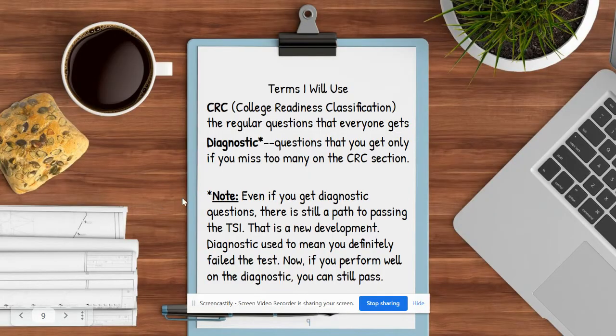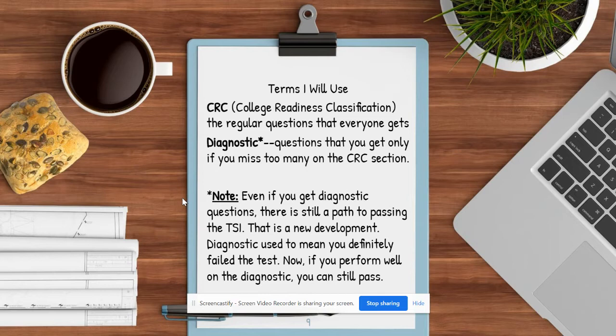I'm going to use some terms as I talk to you about the test. One of them is the CRC, which stands for College Readiness Classification. Those are the regular questions that everybody gets, the 30 multiple choice questions. If you hear me talk about the CRC questions, every student who takes the test is going to get those. You also might hear me talk about the diagnostic questions. Not every student will get the diagnostic questions. If they do very well in the CRC section, they will not get the diagnostic questions. If they miss a bunch, they'll get the diagnostic questions.